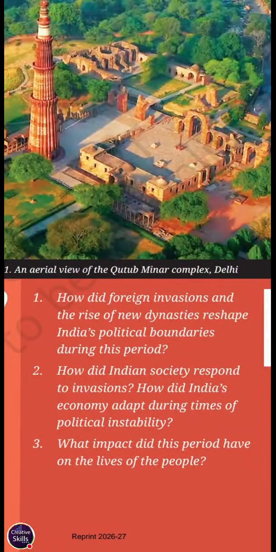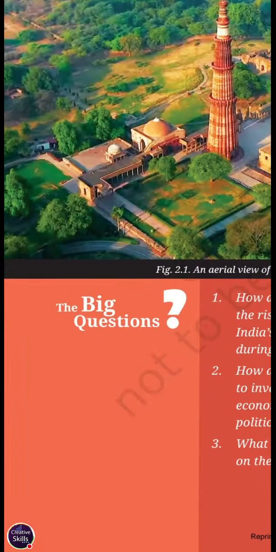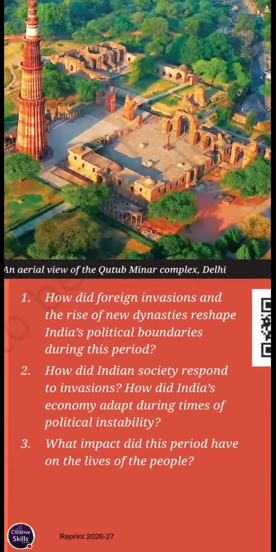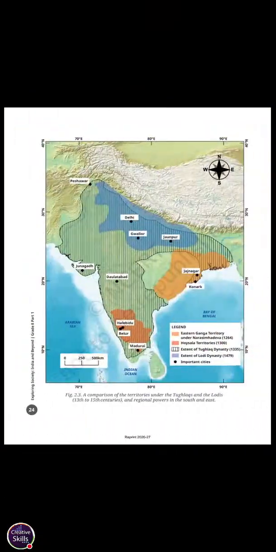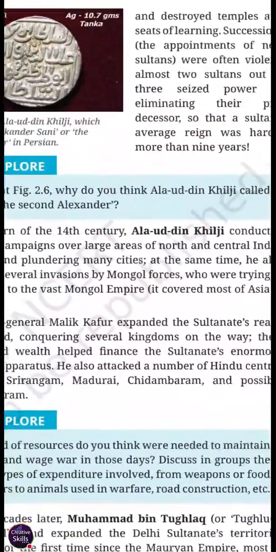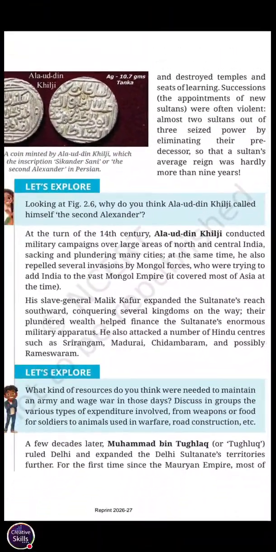So, the first question from the big questions from your textbook: how did foreign invasions and the rise of new dynasties reshape India's political boundaries during this period? These questions we will take as Let's Explore questions. From that, the first question, looking at figure 2.6: why do you think Alauddin Khilji called himself the second Alexander?